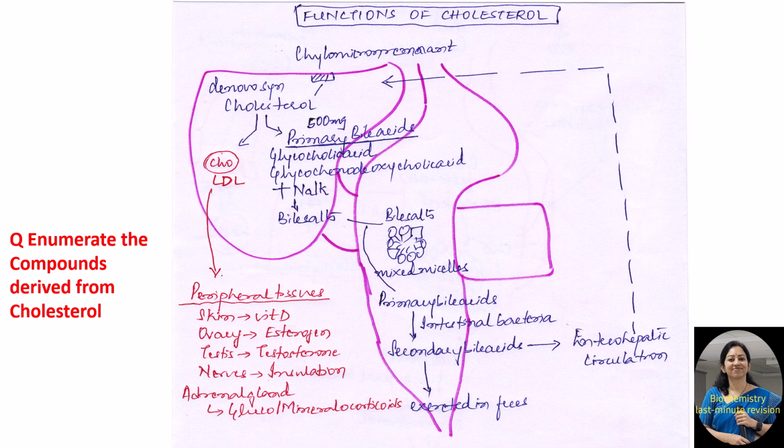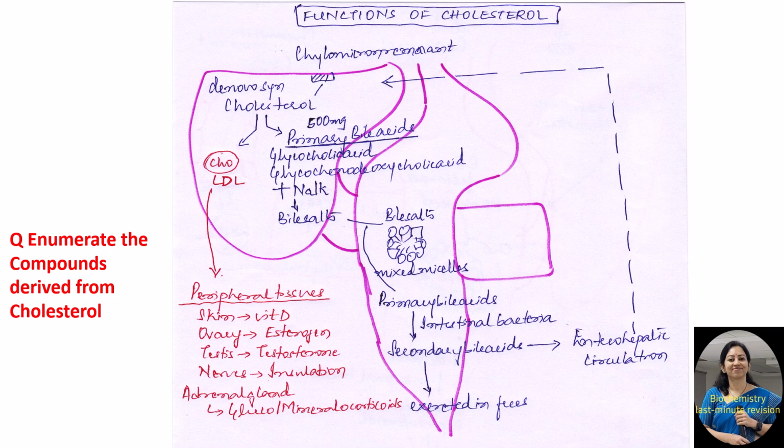Now these bile salts are released into the duodenum, and they form mixed micelles, which are required for absorption of long chain fatty acids, cholesterol and the fat soluble vitamins A, D, E, K. Now these primary bile acids are acted upon by the intestinal bacteria, which convert them to secondary bile acids, and these undergo enterohepatic circulation, and the remaining part of the secondary bile acids is excreted in feces.